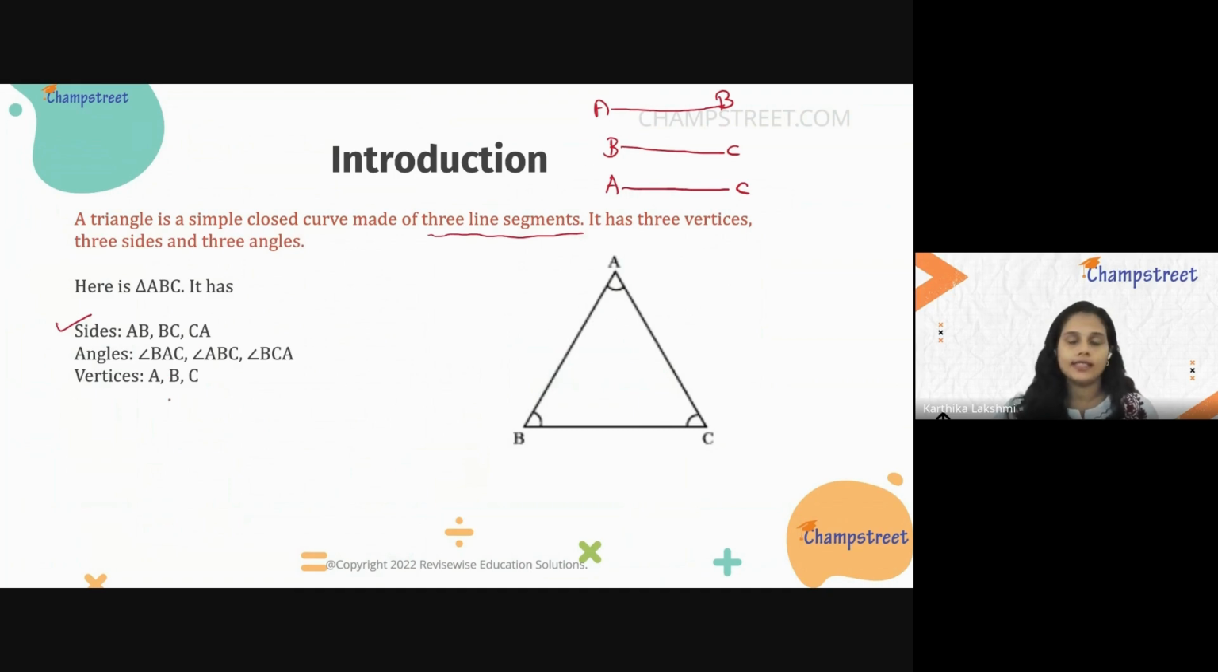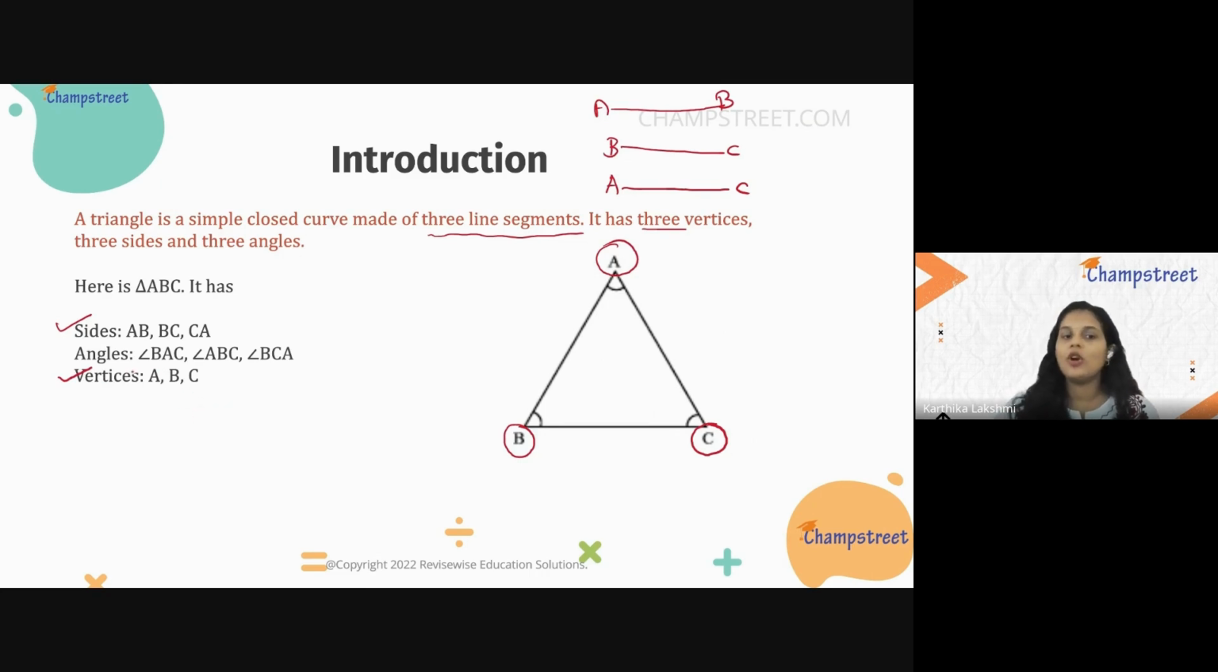Next one is vertices. When we place two line segments like this, AB and AC, you will get a vertex here. Similarly, when you place the line segments AB and BC, these two line segments meet at a vertex that's called B. Similarly, AC and BC meet at C. So these three points are called vertices. A, B, and C are the vertices of a triangle. A triangle has how many vertices? Three vertices. Got it? That is A, B, and C.